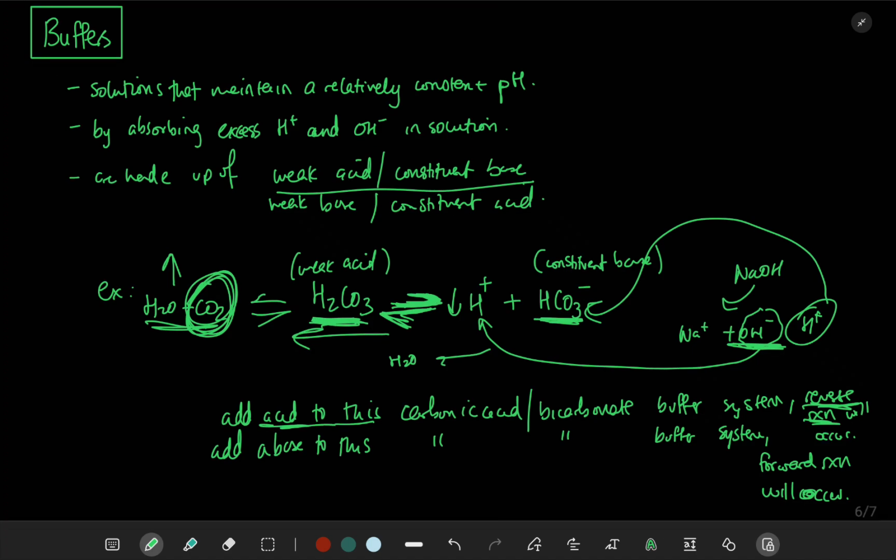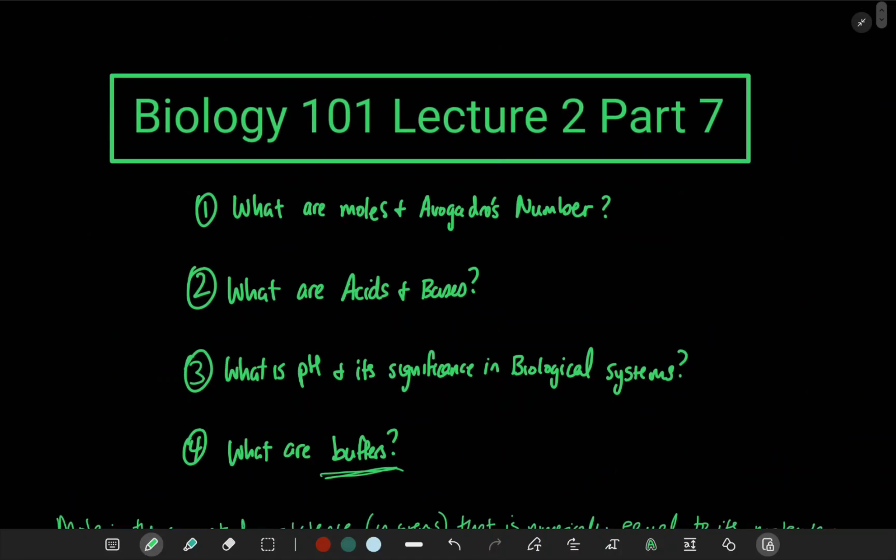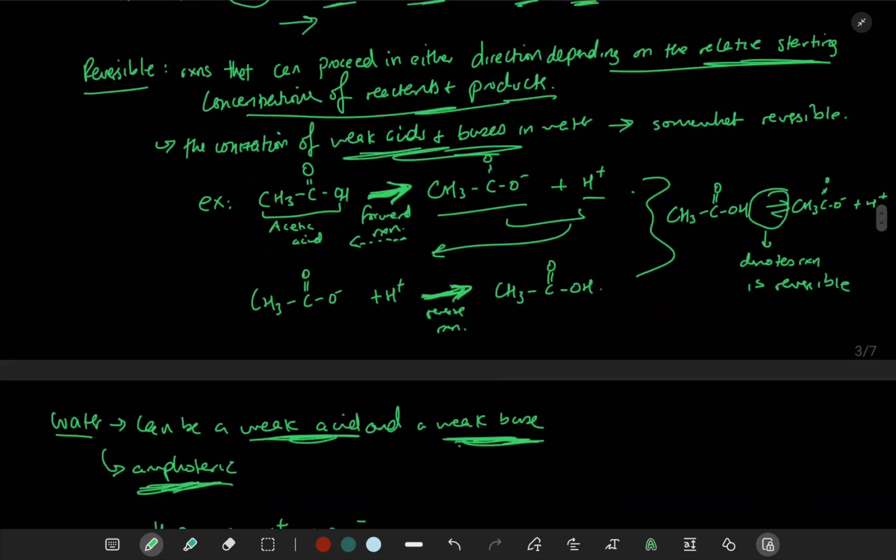All right, so I think that's it for this video. Let's just make sure we covered everything. We did talk about the different ways to quantify things in chemistry. We talked about moles and Avogadro's number. We did discuss what acids and bases were, and we talked about pH and why it's so important in biological systems, and then we also just finished off talking about buffers. So I think that's all of it for this video.